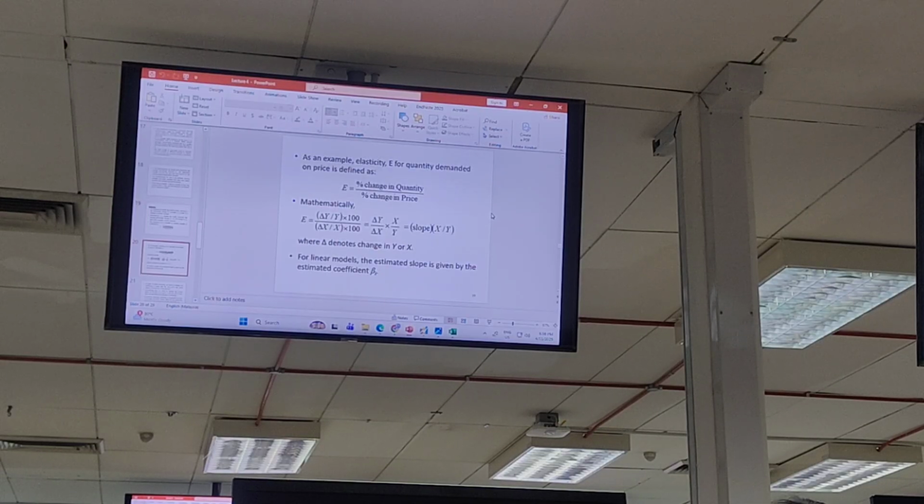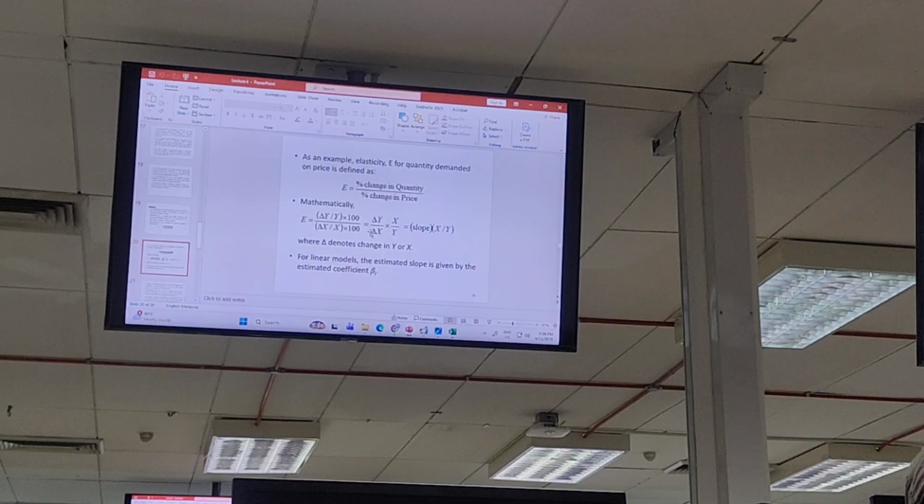Okay. As an example, the elasticity E for quantity demanded on price is defined by this, for the case of demand. Mathematically, the formula for this is given by this. There is the change in Y per Y, times 100 to get percent, the relative change, and the change in X per X, the relative change in X, times 100 each, and you get this. So this is equal to this one.